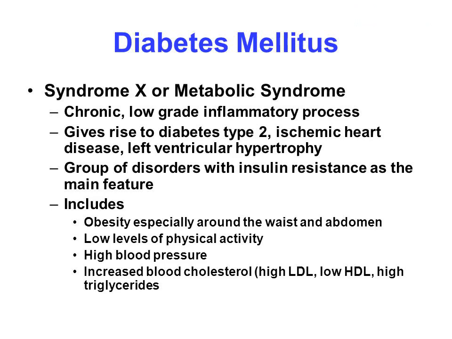Chronic, low-grade inflammatory process. Gives rise to diabetes type 2, ischemic heart disease, left ventricular hypertrophy. Group of disorders with insulin resistance as the main feature. Includes obesity, especially around the waist and abdomen. Low levels of physical activity. High blood pressure. Increased blood cholesterol, high LDL, low HDL, high triglycerides.